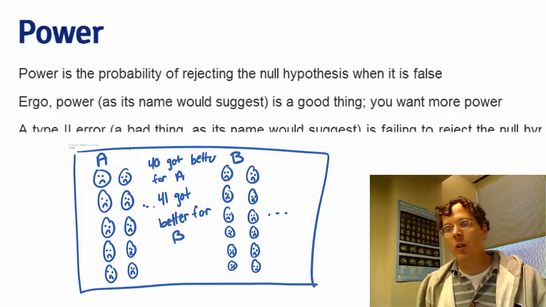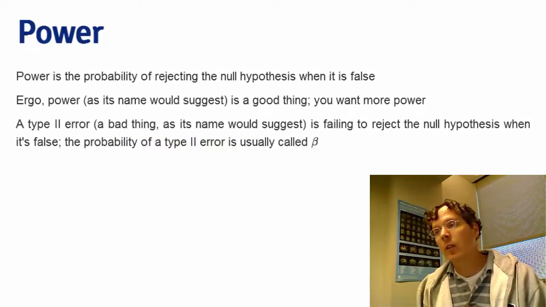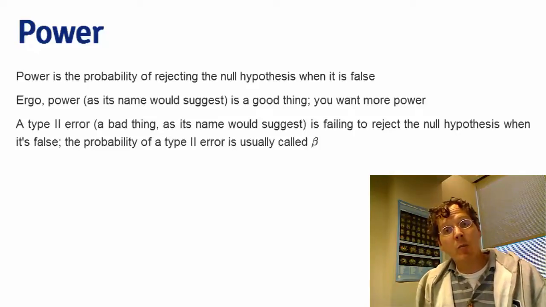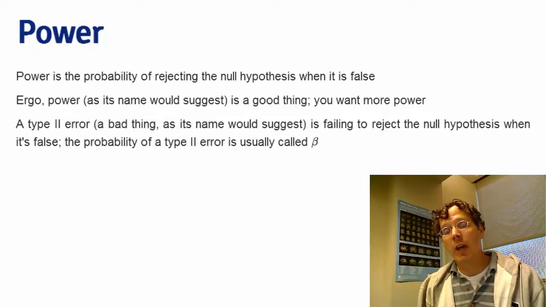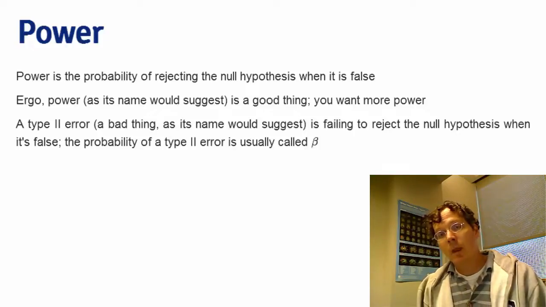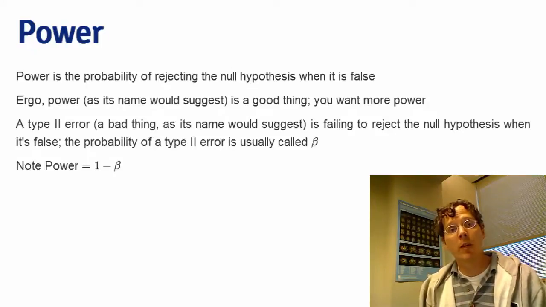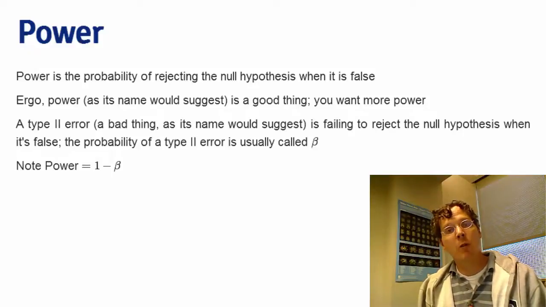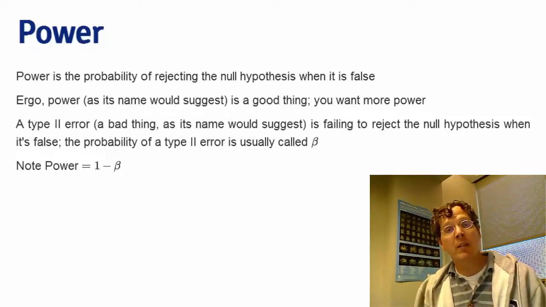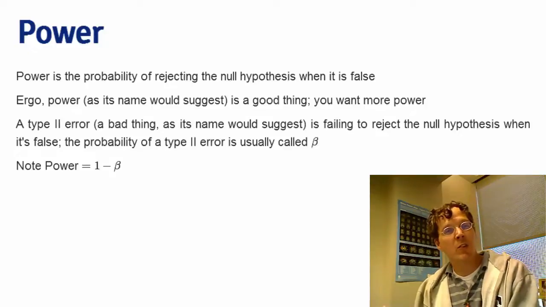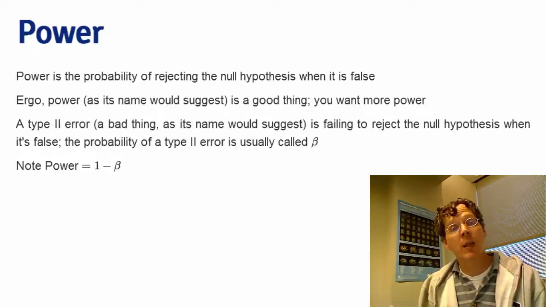Let's also cover a couple more details. A type 2 error is a bad thing, as its name would suggest, an error. It is failing to reject the null hypothesis when in fact the null hypothesis is false. The probability of a type 2 error is usually called beta, and power is just 1 minus beta. The two most meaningful quantities for hypothesis testing in terms of the two error rates are alpha, the type 1 error rate, and beta, the type 2 error rate. But we tend not to talk so much about beta. Instead, we tend to talk about 1 minus beta, this concept of power.